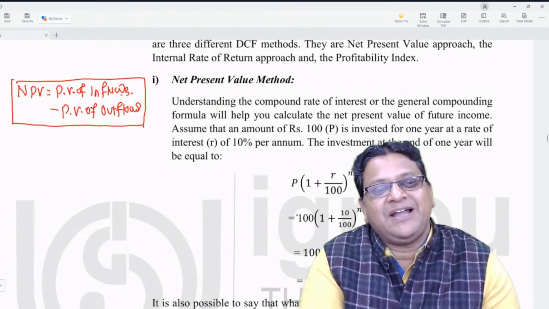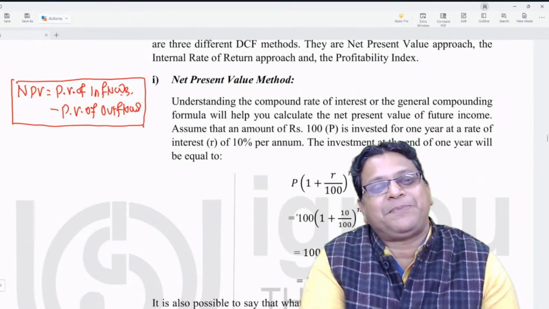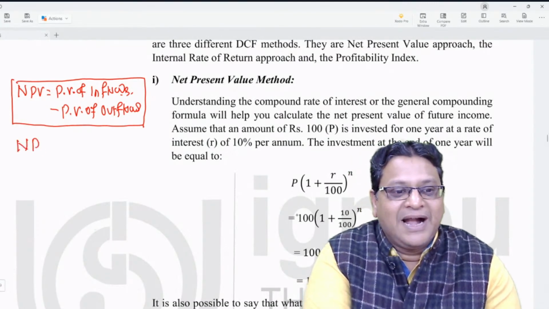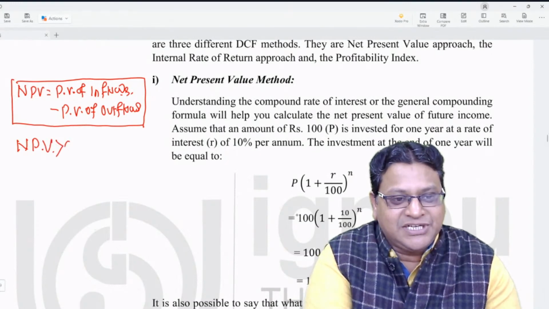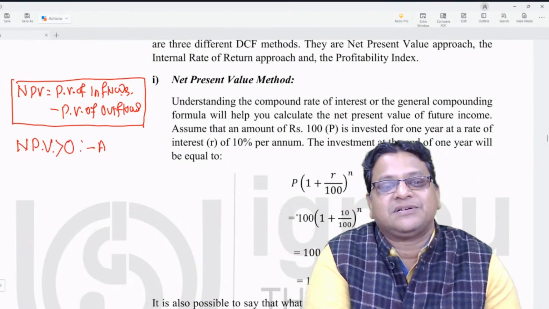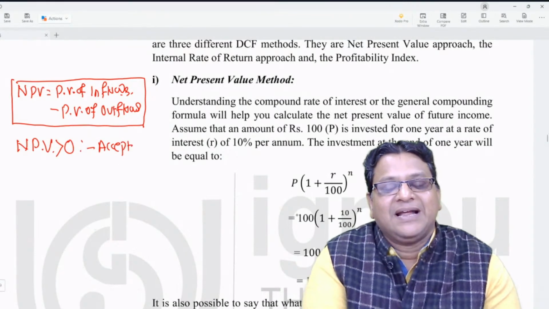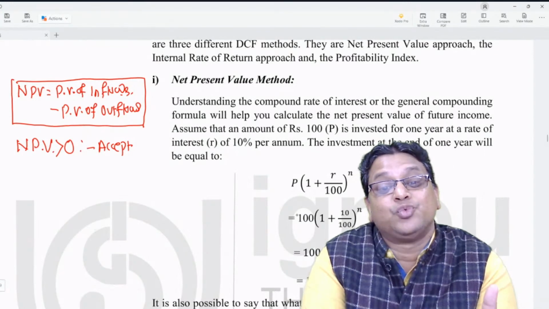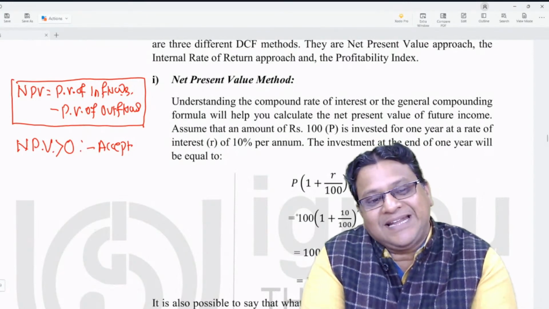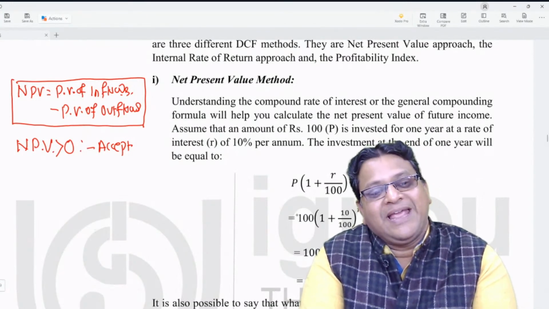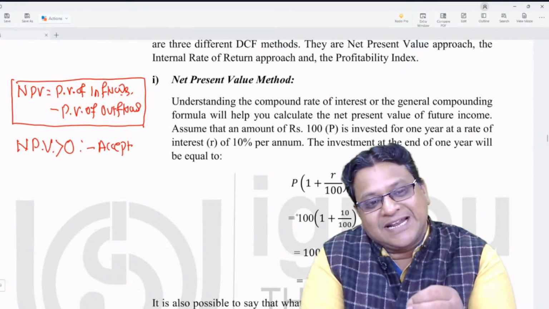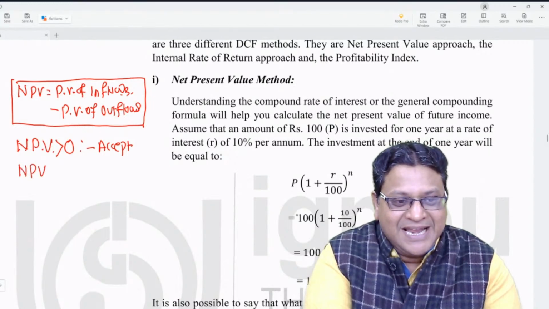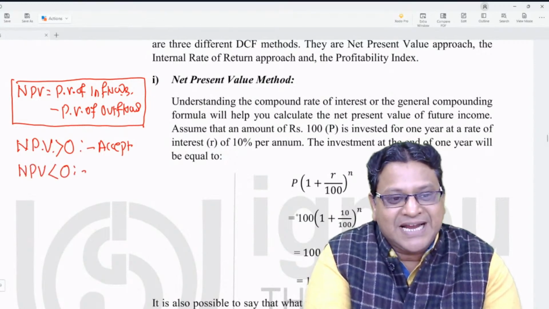If present value of inflow is greater than present value of outflow, the NPV will be greater than 0. And if NPV is greater than 0, we accept the project because we are generating some net present value, which is known as wealth. We are generating wealth only when NPV of a project is greater than 0. If NPV of a project is less than 0, we should reject the project.